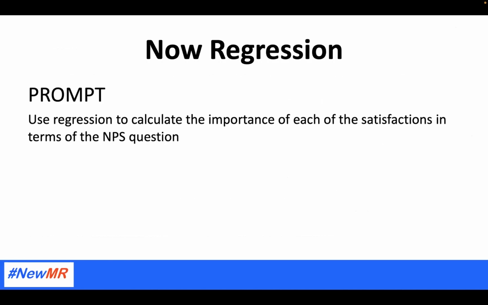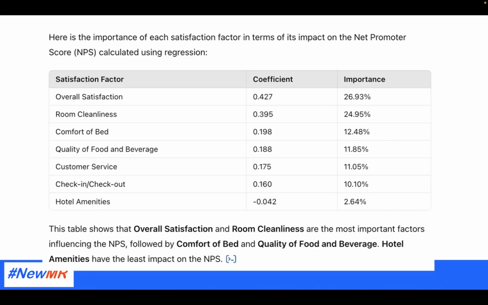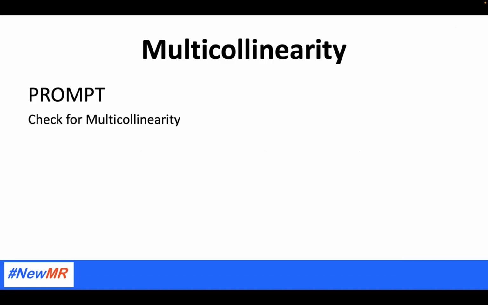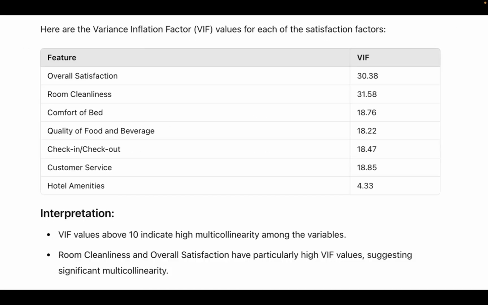Then I ask it to run that for regression. And if I run it for regression, it comes up with these characteristics here. We see the same two things are very important. The same hotel amenities is much less important. I ask it to check for multicollinearity, and oh dear, there's a lot of multicollinearity, which means I probably shouldn't be using regression for this data. I'd like to see those VIF figures lower than 10, and they're higher than 10 for nearly everything.